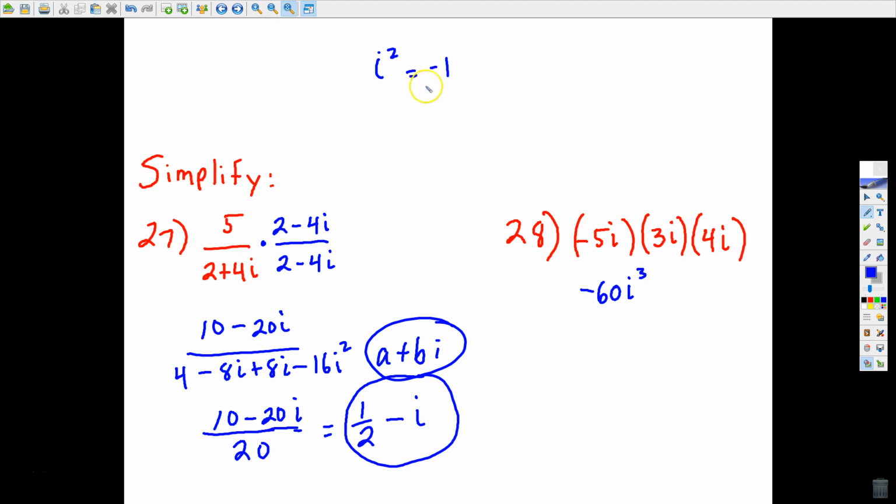And i to the third, let's go back and talk about something we mentioned a few weeks ago. i to the first is just i, i squared, we've already mentioned, is negative 1. Well, i to the third is just these two multiplied together. So negative 1 times i is negative i. So you could rewrite this as negative 60 times negative i. Negative times negative is positive, makes 60i. And that's your answer for number 28.